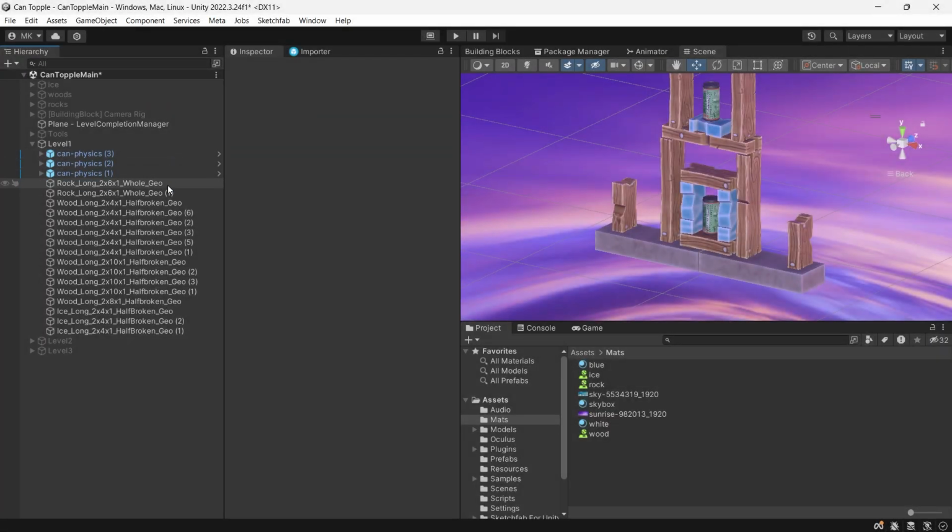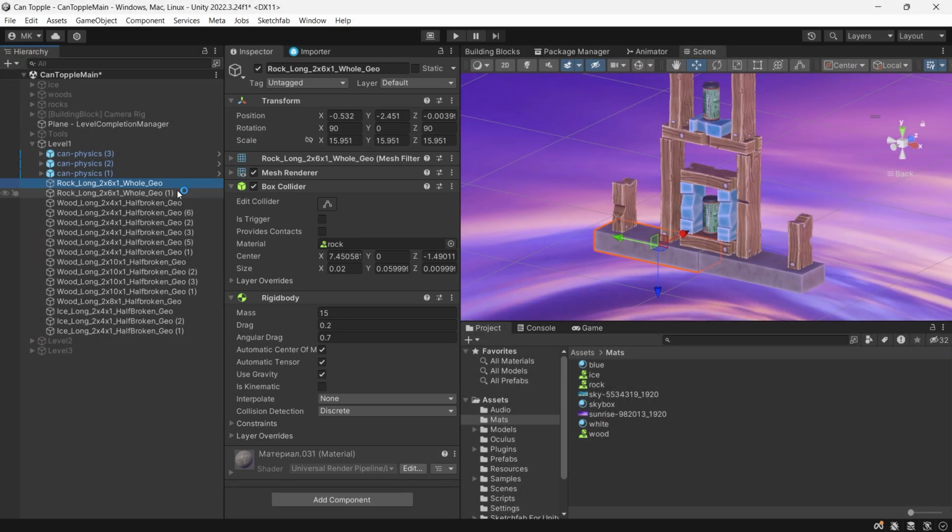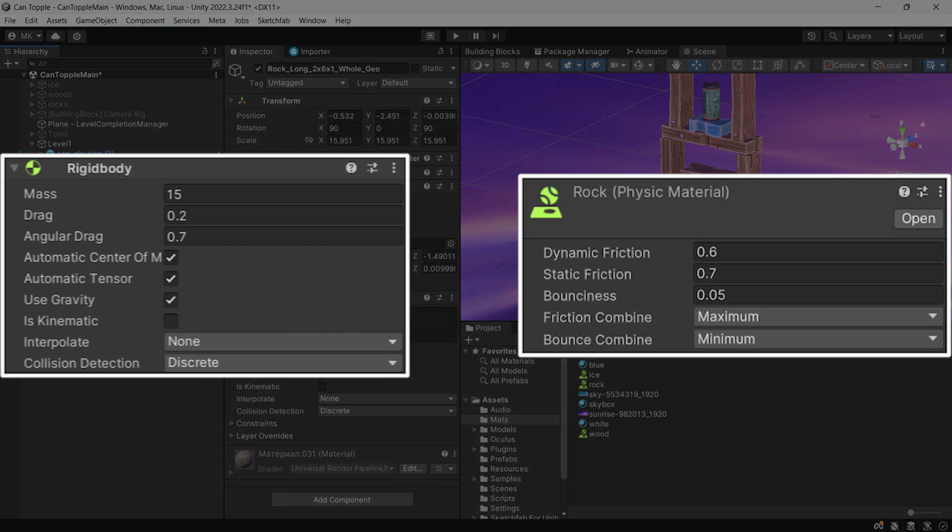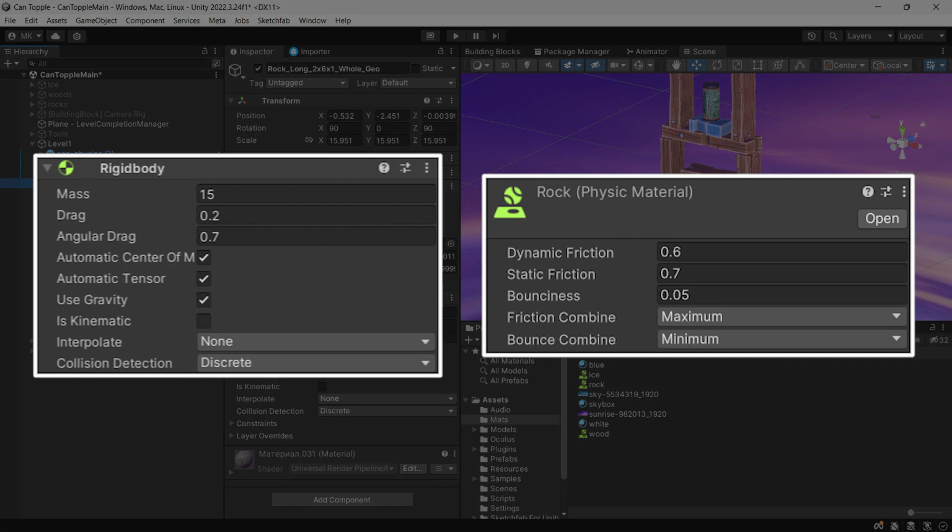Okay, so let's start with the rock block. So this has a box collider and a rigid body, and the box collider has a physics material. The properties of the physics material and rigid body are both now displayed on the screen. Rigid body has a mass of 15, angular drag of 0.7, drag of 0.2. We want it to be affected by gravity, so use gravity is checked.